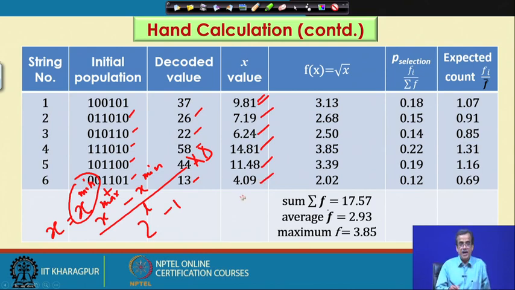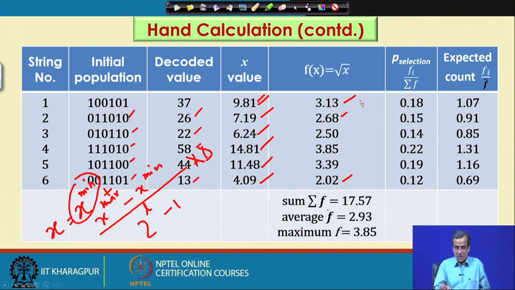Once you have the real values of the variable, you substitute here and get the value of the objective function. This is a maximization problem, so we can find the fitness values. The fitness value is the square root of 9.81, that is 3.13. Next, the square root of 7.19 is 2.68, and so on. For the last one, the square root of 4.09 is 2.02. These are all fitness values.